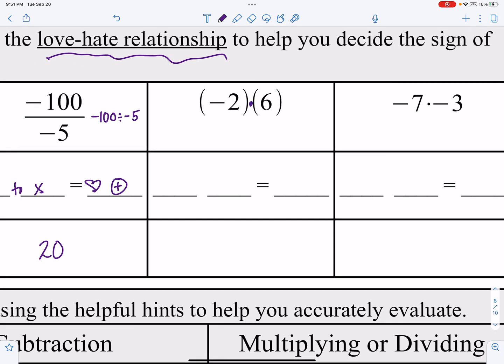So again, we're using sleepy eyes or love-hate or our other understanding. I see that the signs are different, so I already know the answer is going to be negative. But let's follow this love-hate. 2 times 6 is 12. What sign is it going to be? Well, according to this, I hate to love. Okay, it's a negative and a positive. So if I hate to love, I don't like loving, that means that I hate, and that's a negative. So my answer is a negative.